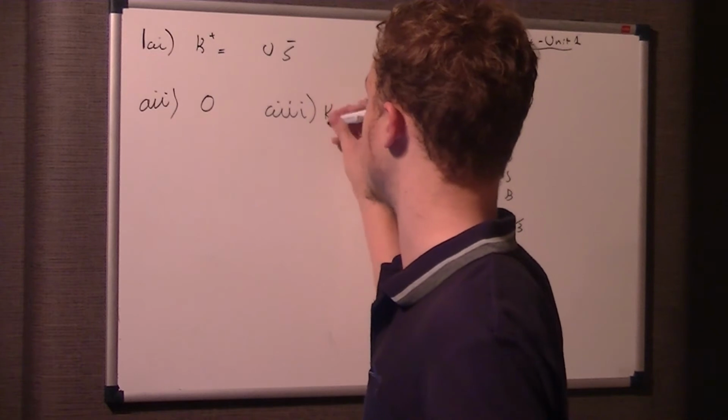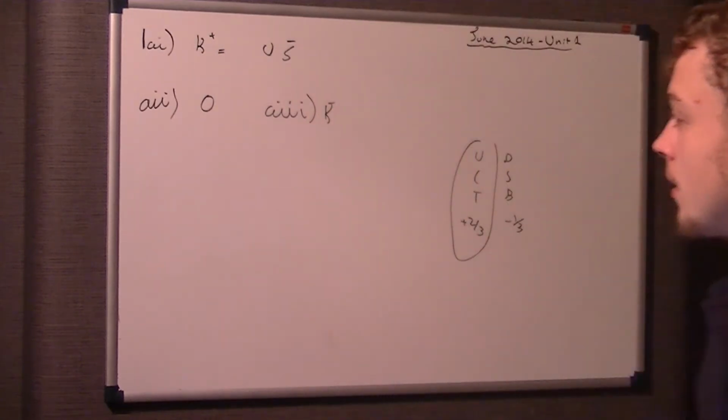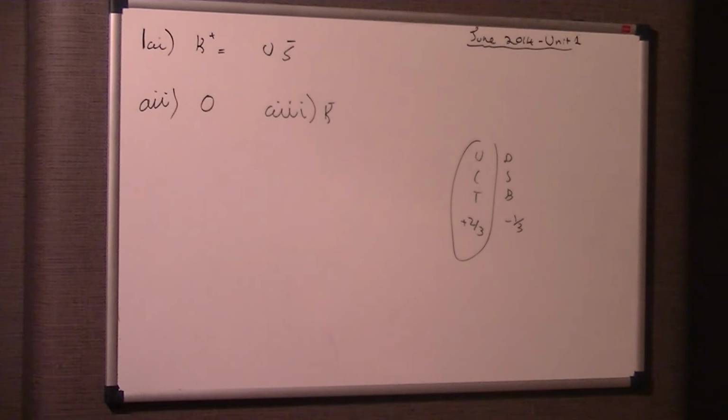is just the K negative, or the negative K. Okay, that's all you need to write for there. So now it's only worth 3 marks, these 3 so far, one a piece.